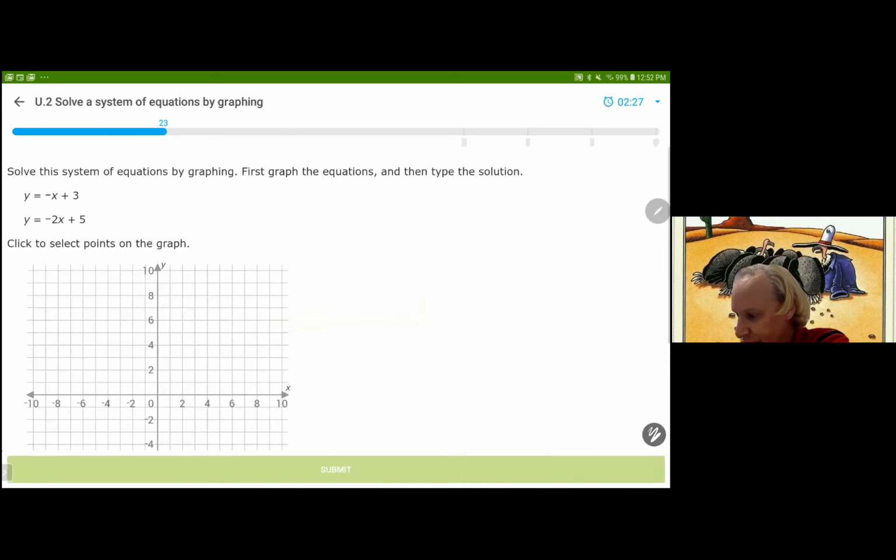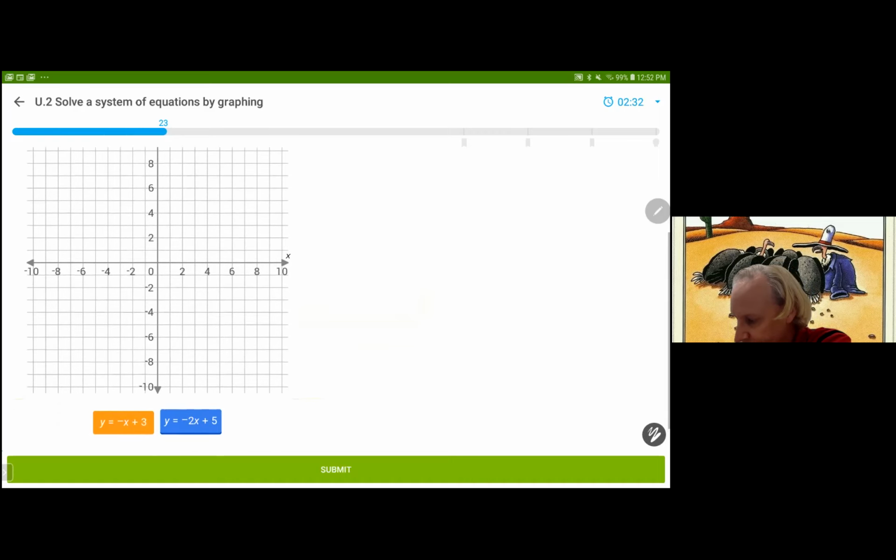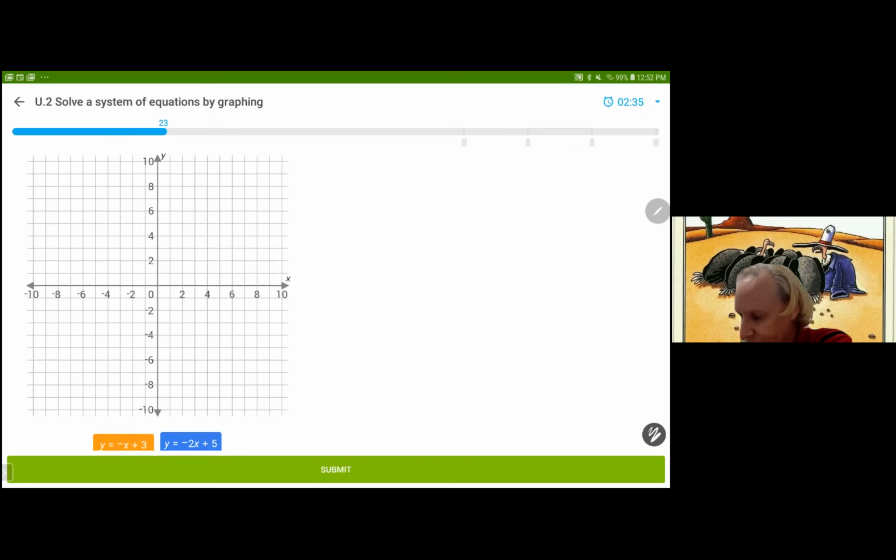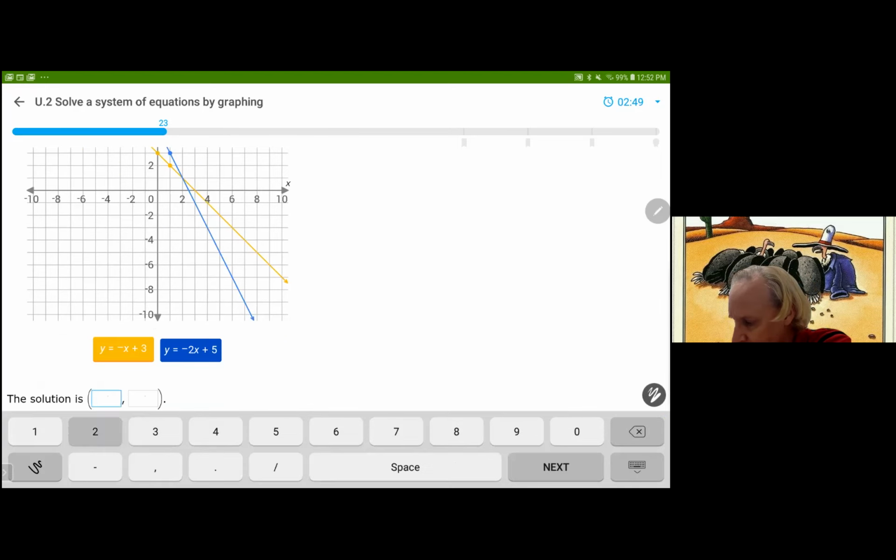I'm going to go a little faster, maybe. Let's get my graphs. Here we go. My orange graph is going to go through 0, 3. It has a slope of -1. My blue graph is going to go through 0, 5, and it's going to have a slope of -2. And notice that I'm going through 2, 1 there. And this one is a lot easier to check. -2 plus 3 is 1, and -4 plus 5 is 1. So yep, there it is.